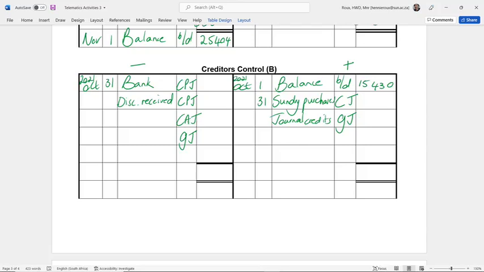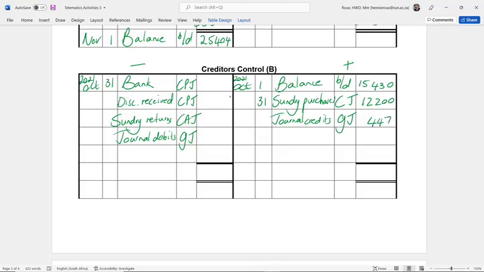Discount received. Then we return. What did we return? A variety of items. Sundry returns that we returned. We can't just write the name of one account there because it's a variety of items that we return. And then in the general journal, journal debits. In the CJ, we bought on credit 12,200. Journal credits, we've calculated 447.